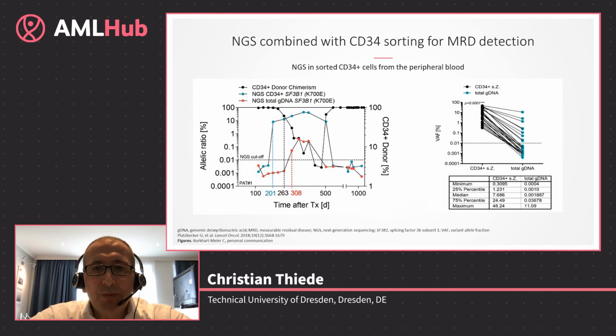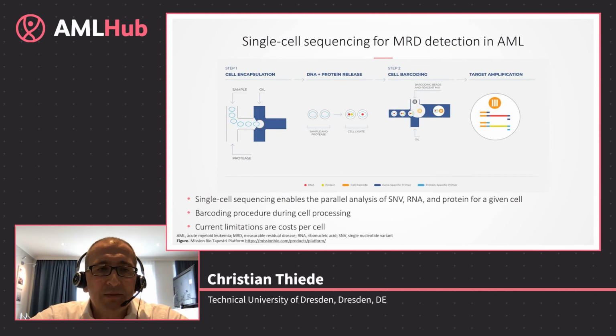Coming now to new approaches, we did a study where we combined next-generation sequencing with CD34 sorting to increase the sensitivity, and that's a very attractive tool. We did so retrospectively in the context of the RELAZA study, which was recently published, and we could see that we can increase the time to predict outcome, predict relapse, in patients by up to half a year or more, and we can reach a sensitivity of down to 0.001%.